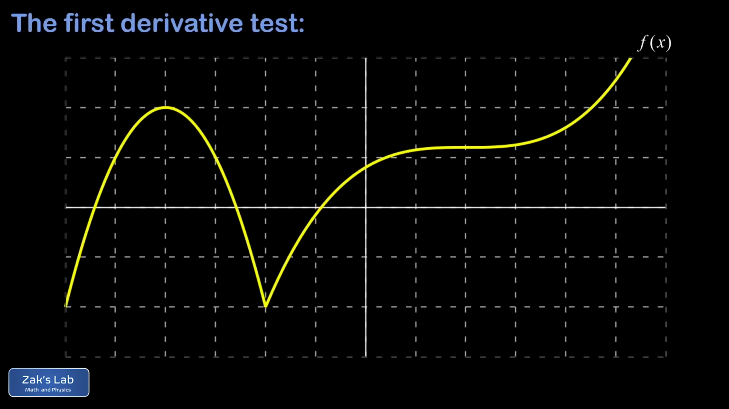In this video, we introduce the first derivative test for identifying the local extrema of a function, and then we apply the first derivative test to 5 quick examples. So the goal is to learn how to identify the locations of local minima and maxima purely by studying the first derivative of a function when we're given its formula.